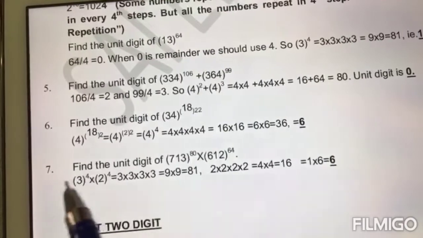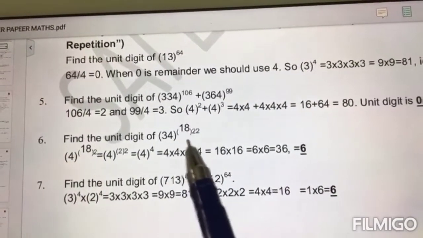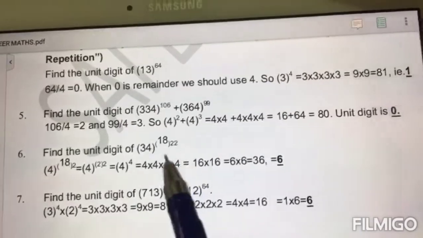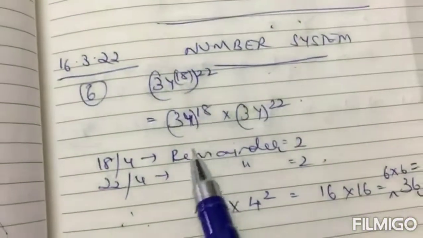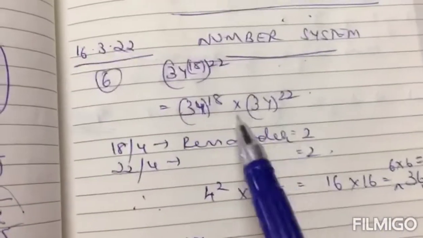Number 6 we will do. Number 7 is also the same. So number 6 is again very simple. We are asked to find the units digit of 34 raised to 18, which is again multiplied by 34 raised to 22. So this can be written as 34 raised to 18 into 34 raised to 22. That is the basic mathematics principle.